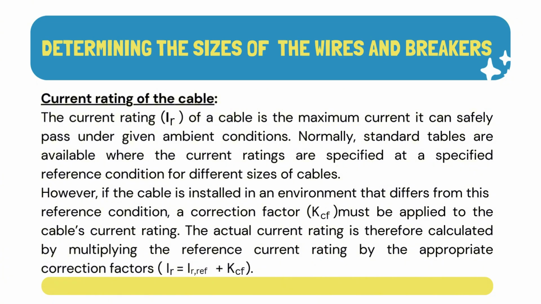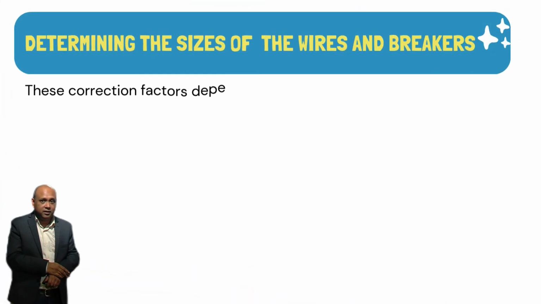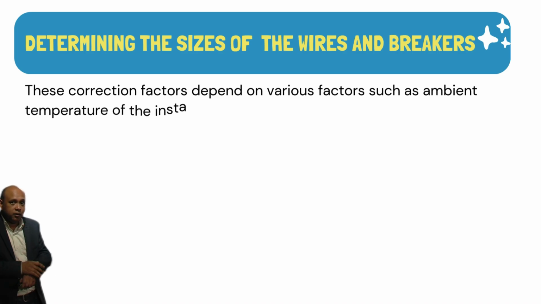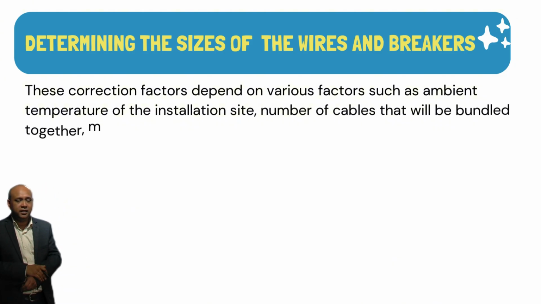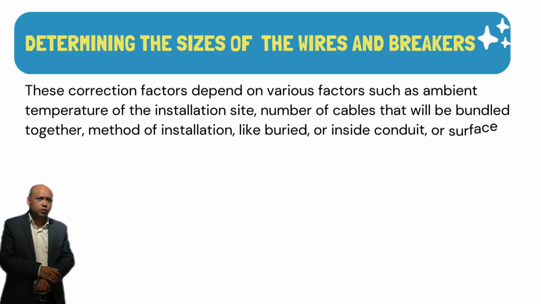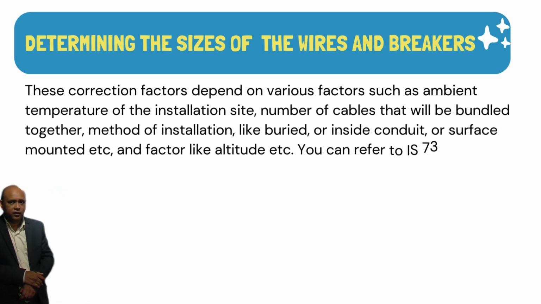The actual current rating is therefore calculated by multiplying the reference current rating of the cable by the appropriate correction factors. These correction factors depend on various factors such as the ambient temperature, the condition of the installation site, and how many cables will be bundled together. You can refer to IS code 732 for more details on correction factors.